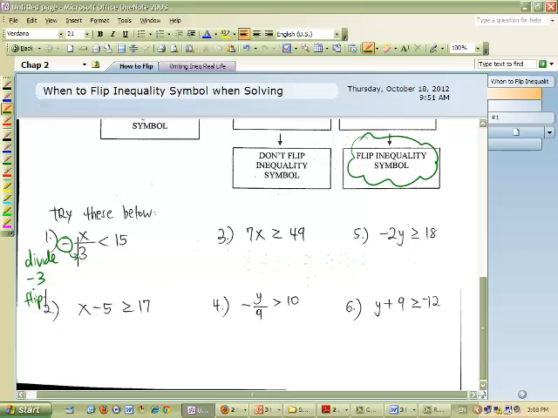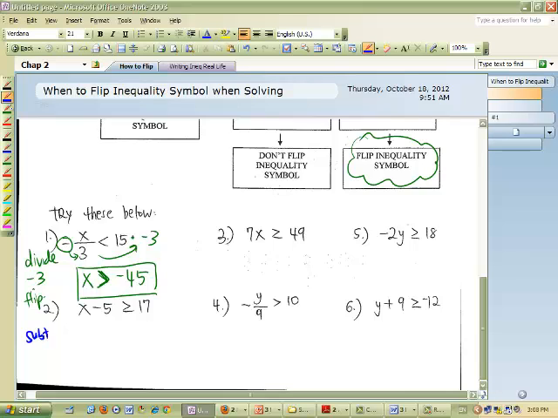Then we would take the negative 3, bring it here, and do the inverse and times it with the 15. So 15 times negative 3 gives me negative 45. The symbol flips, so that should be greater than now, and the x still stays on the left-hand side, and there's my answer.